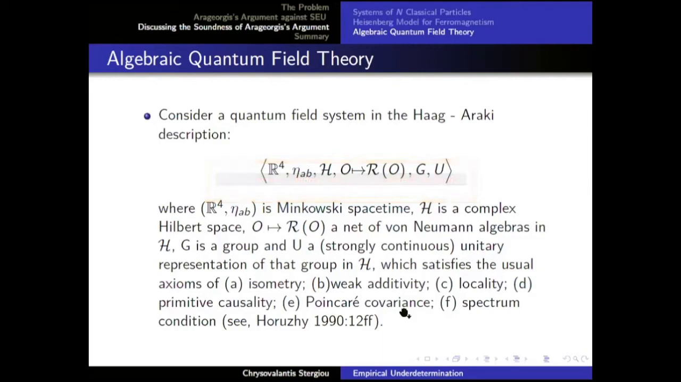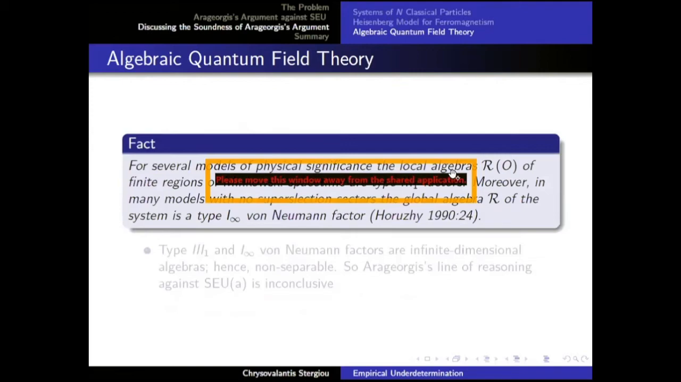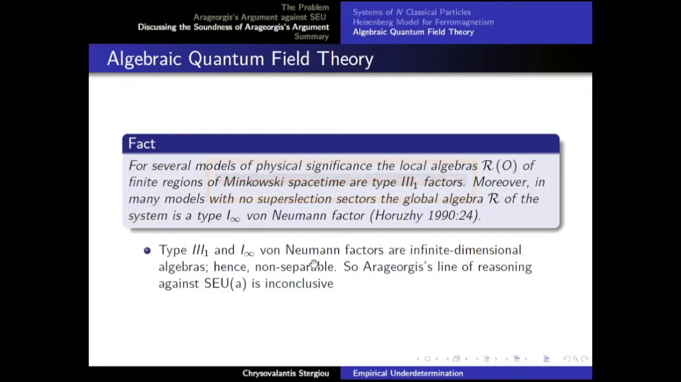So consider a Haag-Kastler system defined in this way. For several models of physical significance, the local algebras of finite regions are type III algebras. This is well known. And for many models with no superselection sectors, the global algebra is a type I von Neumann factor. But type III or type I infinite von Neumann factors are infinite dimensional algebras, hence non-separable. And again, Arageorgis' line of reasoning against the strong empirical underdetermination thesis is inconclusive.